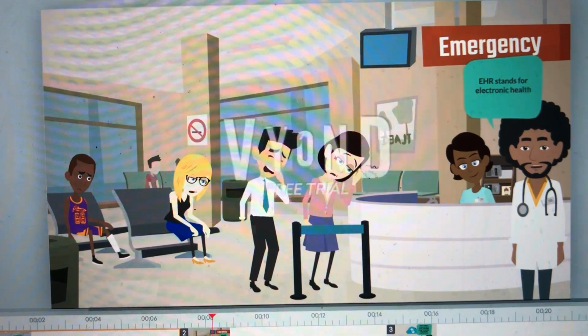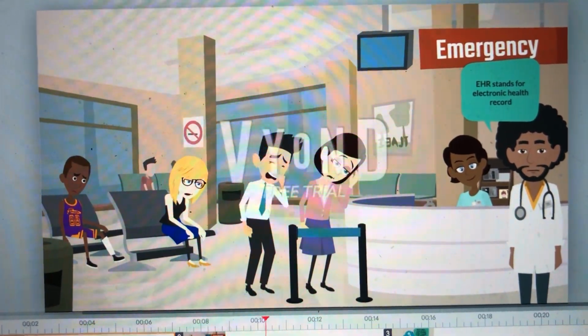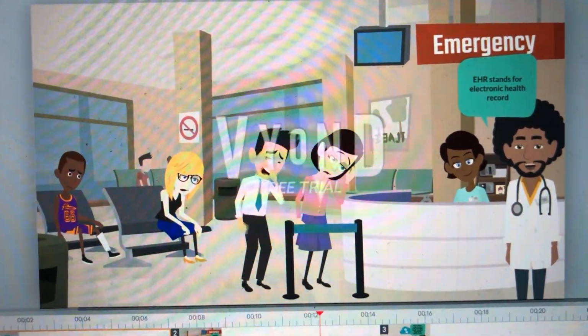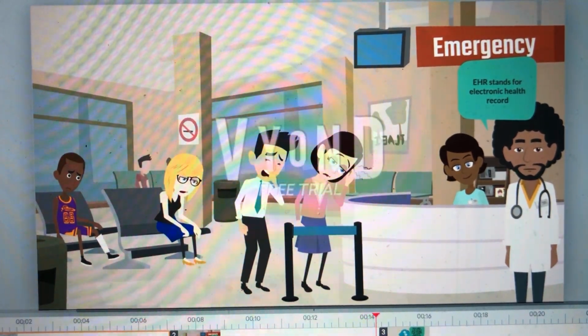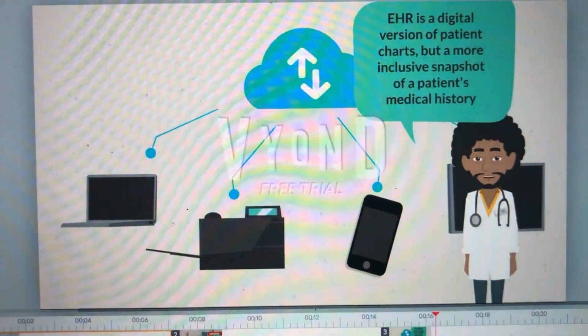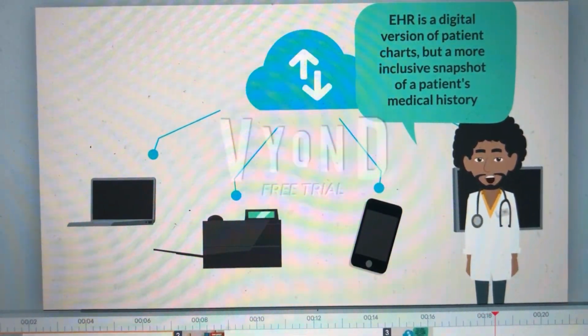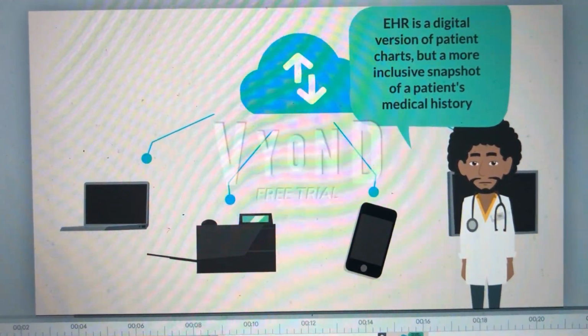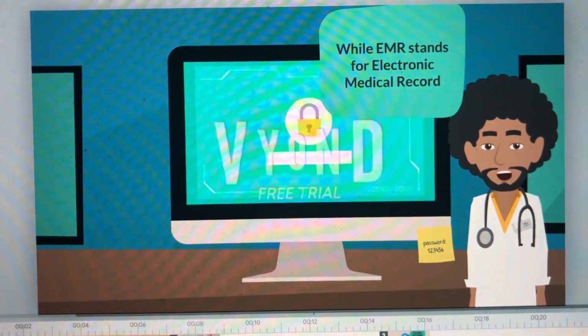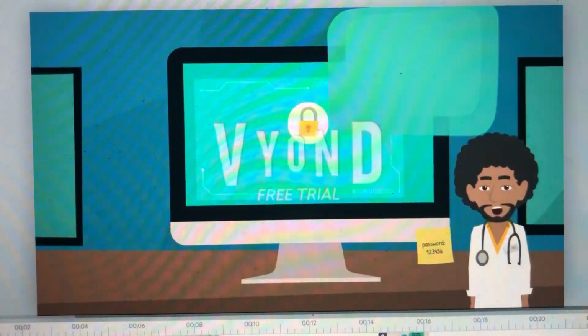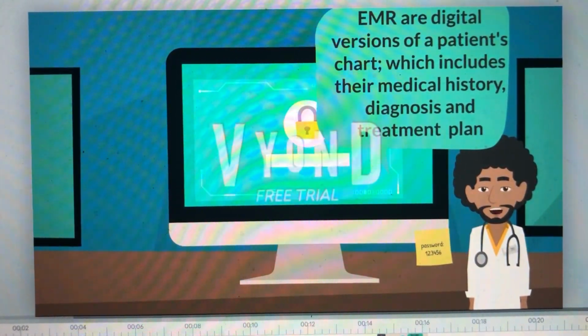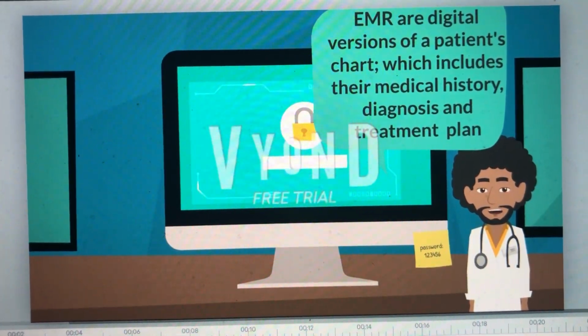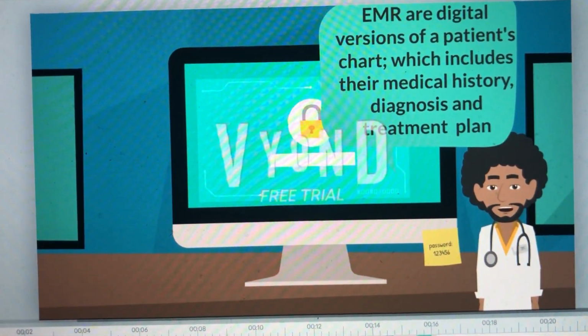Today we will be talking about EHR and EMR. EHR stands for Electronic Health Record. EHR is a digital version of patient charts, but a more inclusive snapshot of a patient's medical history. While EMR stands for Electronic Medical Record. EMR are digital versions of a patient's chart, which includes their medical history, diagnosis and treatment plan.